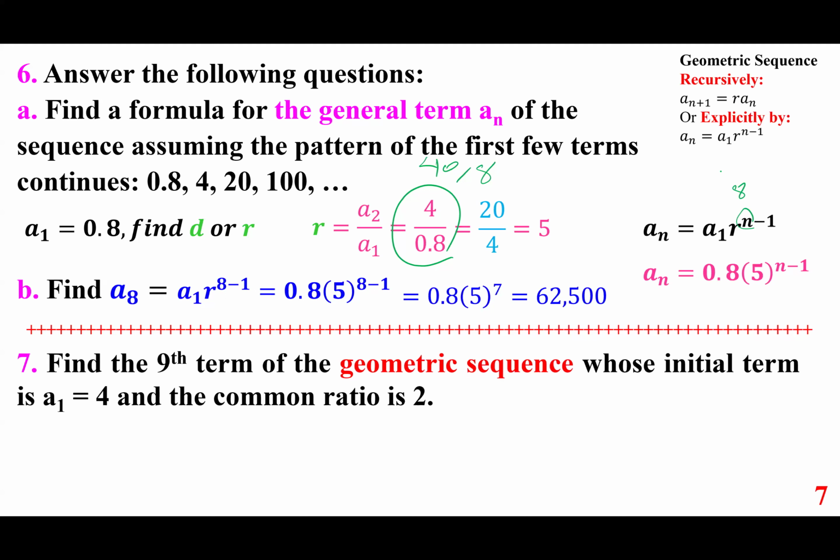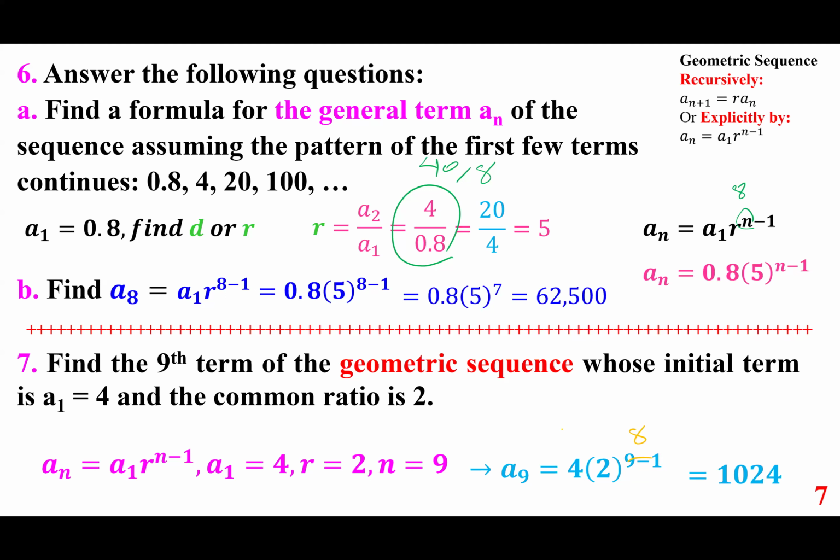Now, find the ninth term of the geometric sequence whose initial term a sub 1 equals 4, and the common ratio is 2. So we use the formula a sub n equals a sub 1 times r to the power of n minus 1. a sub 1 is 4, r is 2, n is 9, just plug in. So we get a sub 9 equals 4 times 2 to the power of 8. 9 minus 1 is 8. And put it into a calculator, and you get 1024.